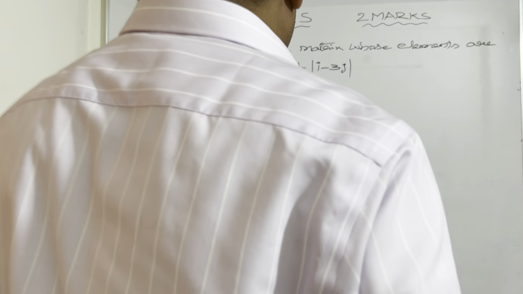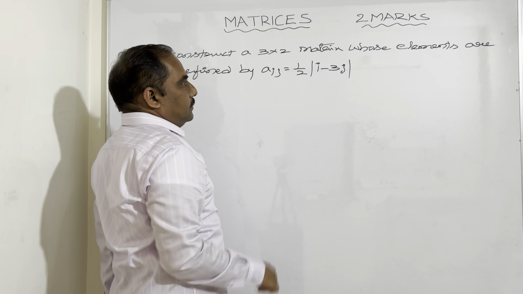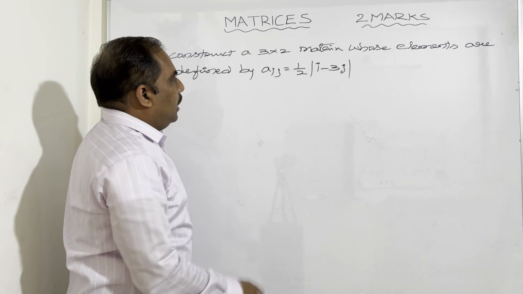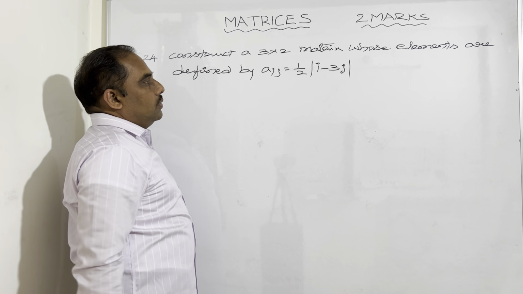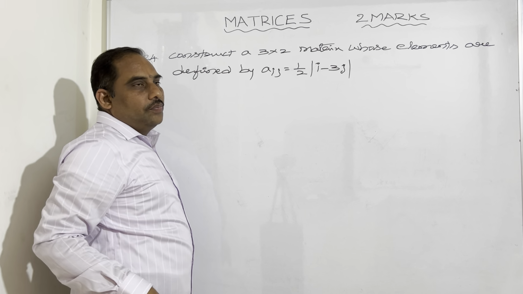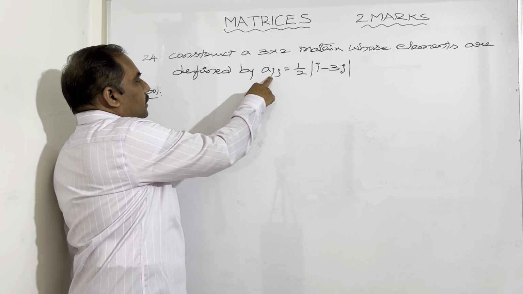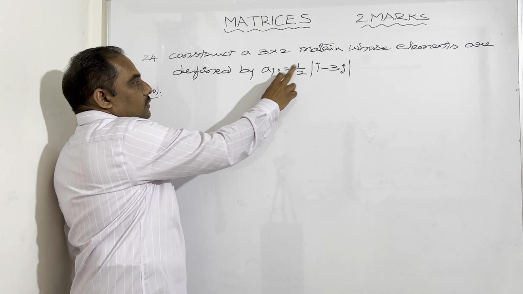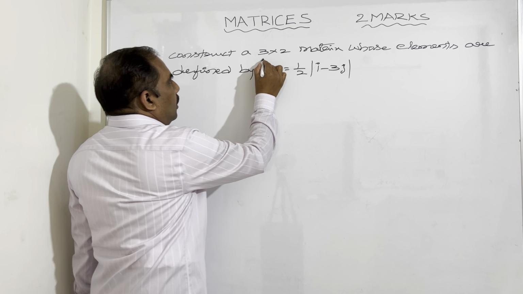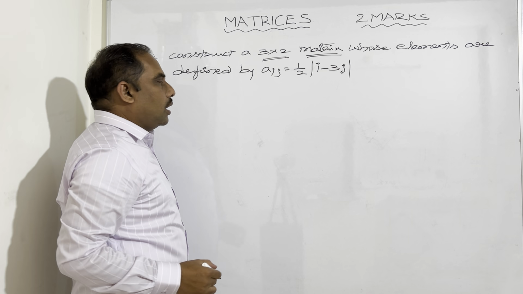See in the next question, construct a 3 by 2 matrix whose elements are defined by Aij is equal to 1 by 2 into modulus of i minus 3j. Here you remember that i represents the rows, j represents the columns. Now here we have to find the 3 by 2 matrix, means 3 rows and 2 columns.